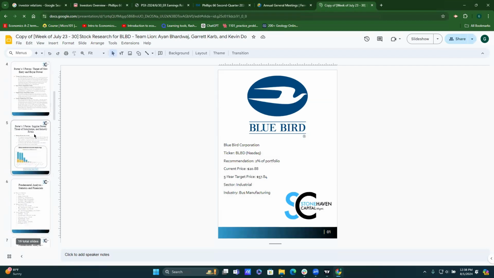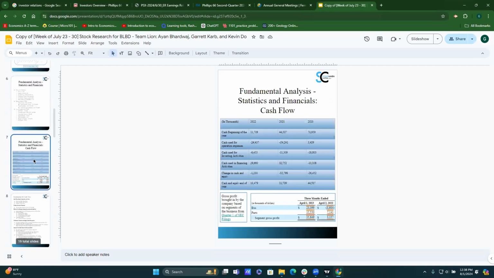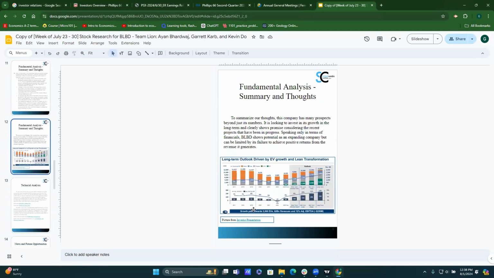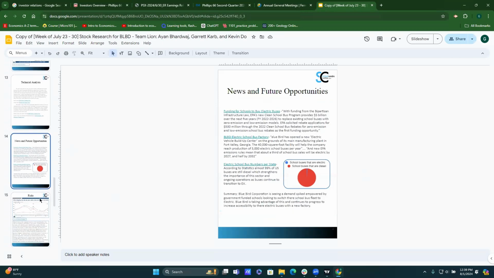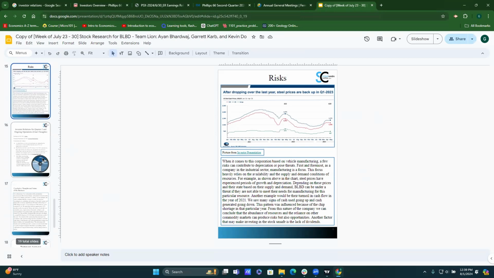See, we would take some of this. So this was all pulled. Most of these were pulled from there. We got some stuff down here. These were pulled from there, yeah, from the investor presentation. This was pulled from there. Also this. So after dropping steel prices, that was just one of the risks we identified.